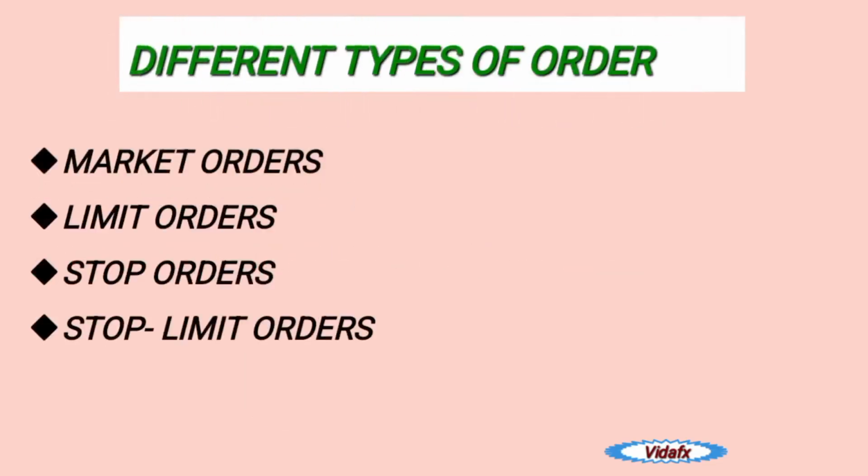Now, what are the different types of order we have? We have market orders, we have limit orders, we have stop orders, and we have stop limit orders. And I'm going to be explaining each one accordingly.